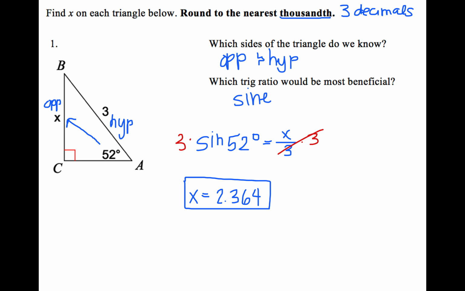So if I had given you the adjacent and the hypotenuse, we would have done the exact same thing except for we would have used a cosine ratio. And if I had given you opposite and adjacent, we would have done the exact same thing except for we would have used the tangent ratio.